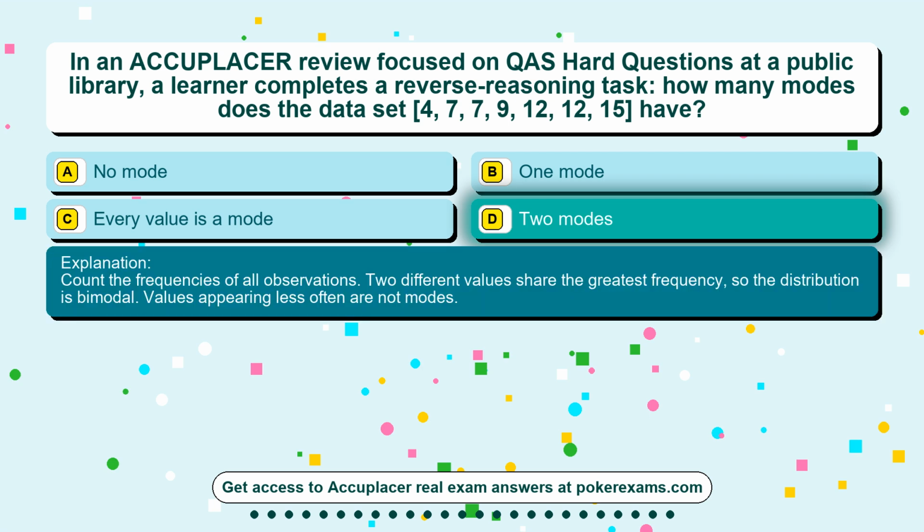Count the frequencies of all observations. Two different values share the greatest frequency, so the distribution is bimodal. Values appearing less often are not modes.